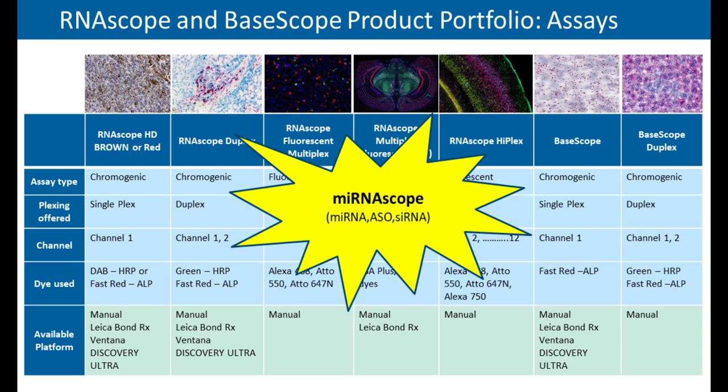In this slide, I have elaborated the breadth of our product portfolio. We offer assays that allow single-plex detection, duplex detection, and up to 12-plex target detection for RNAscope, where you can visualize 12 targets simultaneously. For our Basescope assay, currently, we can detect up to 2 targets simultaneously. We offer both the RNAscope and Basescope assays in a manual platform and an automated platform.